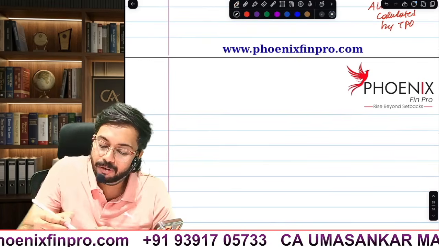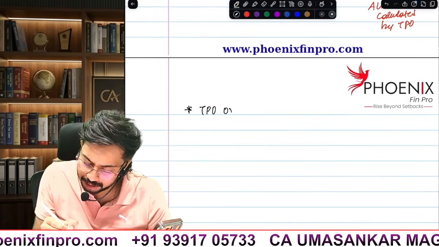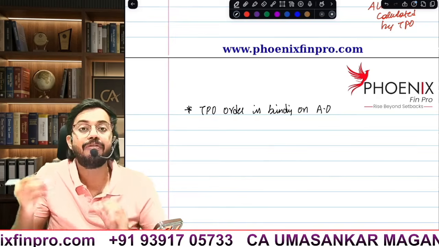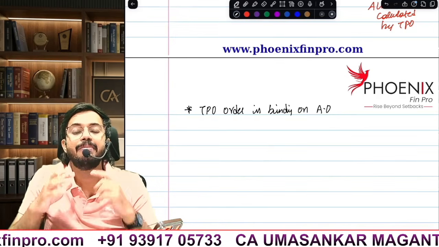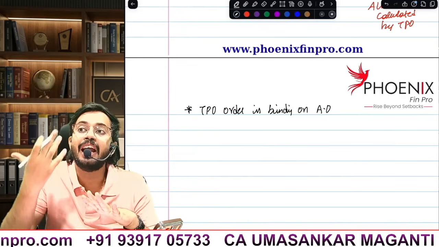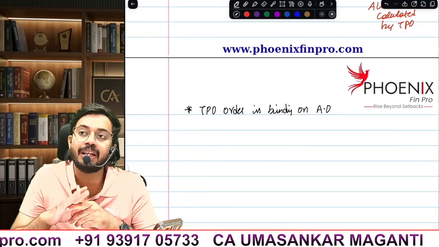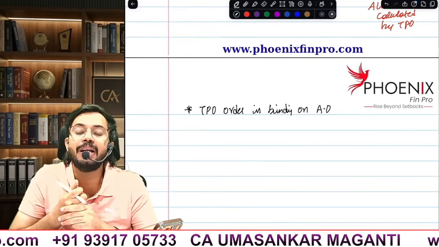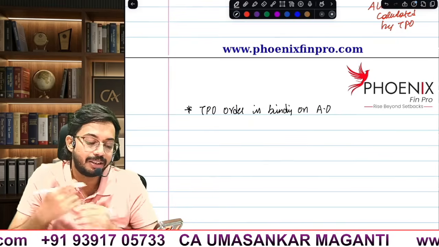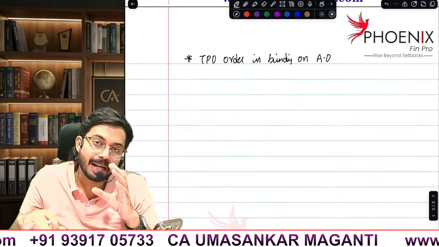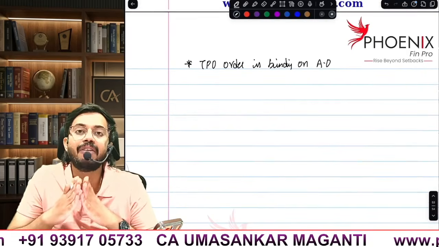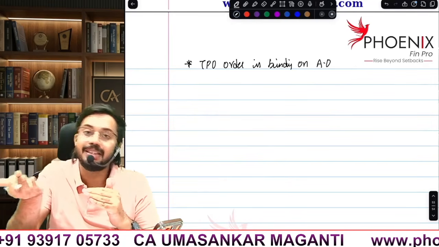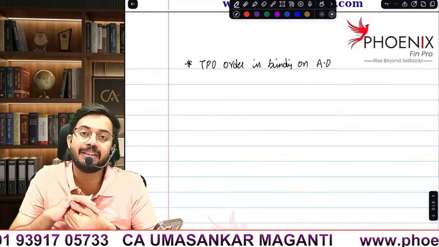Next, the TPO order, the transfer pricing officer's order, is binding on the assessing officer. That means whatever order is passed by the transfer pricing officer, that order should be considered by the assessing officer in his assessment. The assessing officer cannot ignore the order passed by the transfer pricing officer. So the TPO is superior. Are you able to understand? Next, under the Income Tax Act, for any kind of assessment, whatever time limit is available to the assessing officer will be further extended by 12 months whenever the case is referred to the transfer pricing officer. Are you able to understand?